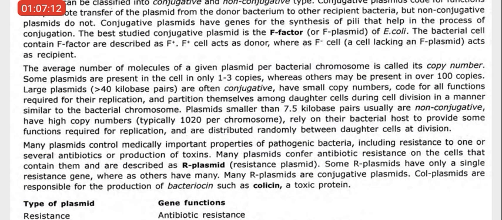Many plasmids control medically important properties of pathogenic bacteria, including resistance to one or several antibiotics or production of toxins. Many plasmids confer antibiotic resistance onto cells that contain them and are described as R plasmids, resistance plasmids. Some R plasmids have only a single resistance gene, whereas others have many. Many R plasmids are conjugative plasmids. Col plasmids are responsible for the production of bacteriocins such as colicin, a toxic protein.